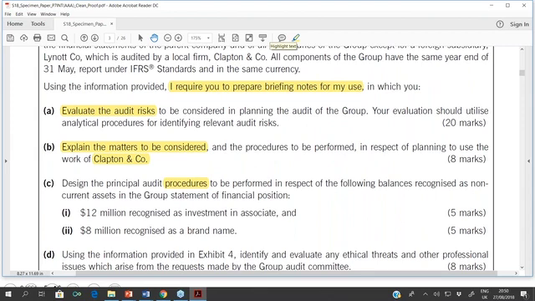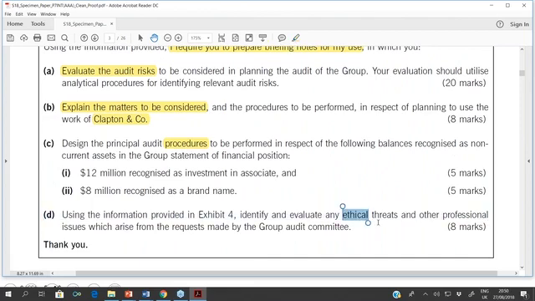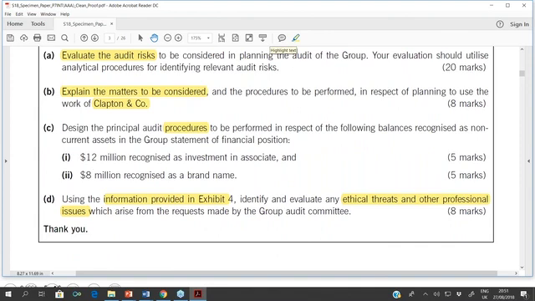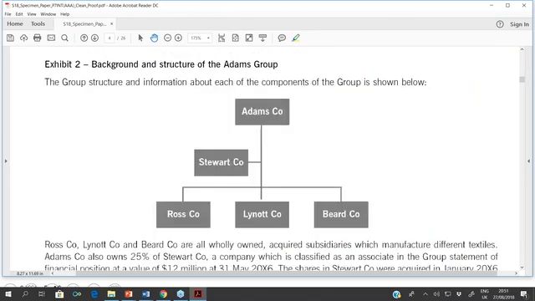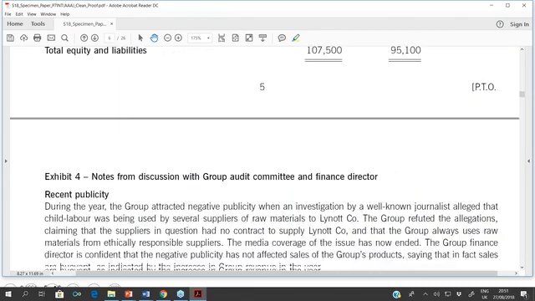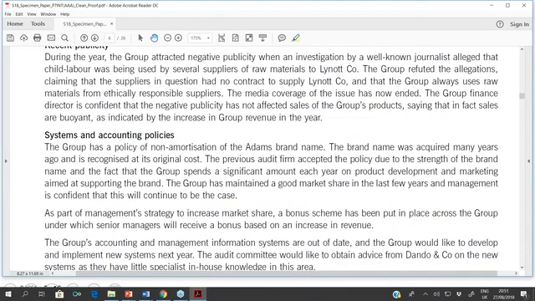And then in part D, the examiner wants you to identify ethical and professional issues. The examiner is very particular, saying using the information provided in exhibit 4. That means exhibit 4 has only been given in this question for ethical and professional issues. So if I go down and see exhibit 4, I will be assured that this exhibit 4 has been given for identifying ethical and professional issues.